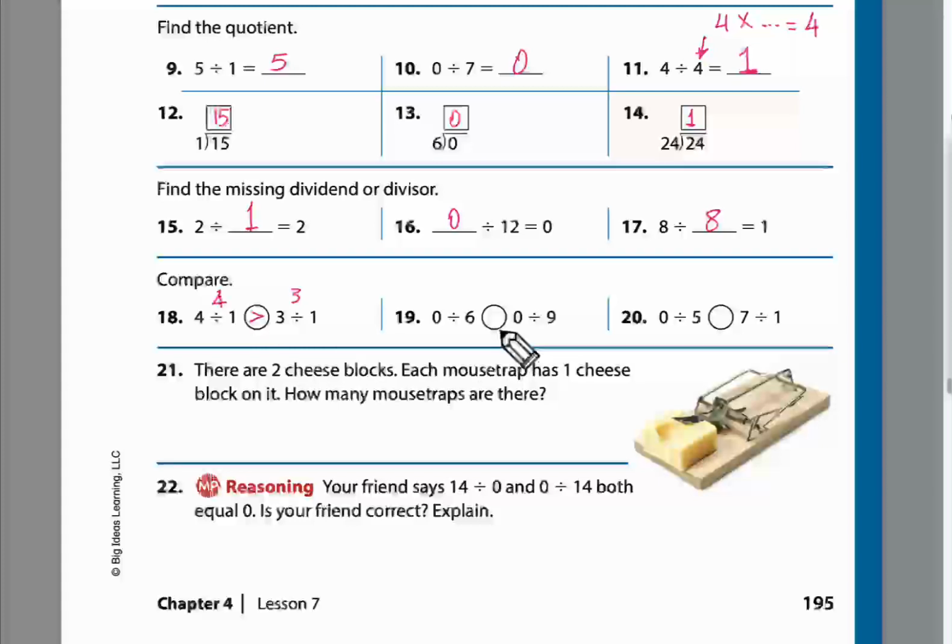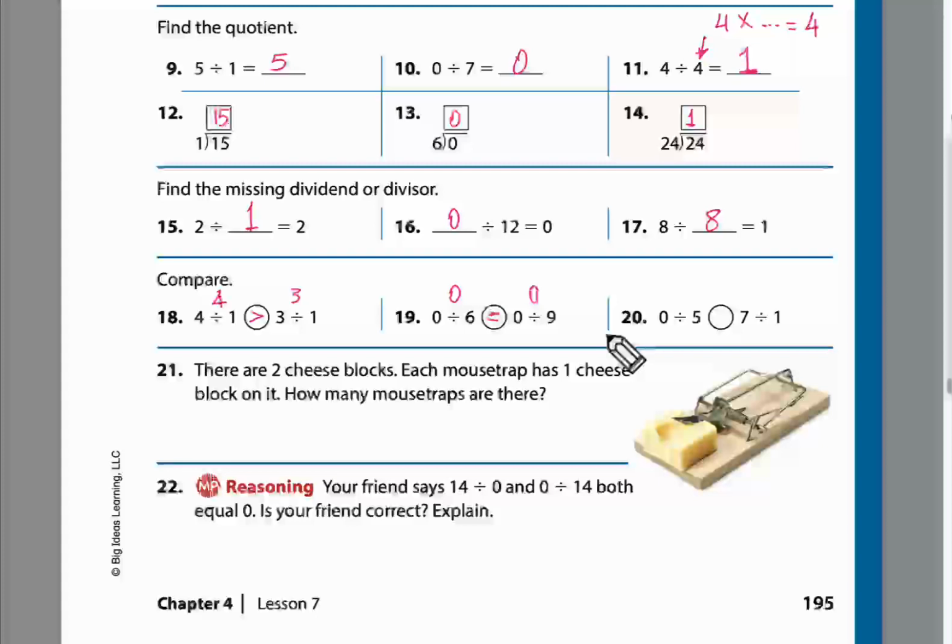Yes, teacher. 0 divided by 6 and 0 divided by 9. 0 divided by 6 equals 0, and 0 divided by 9 equals 0. So it's equal. Excellent, Anas. I like your answer. Thank you, my hero. Tamim, you are using your mic. Okay, do not use your mic, Hassan.